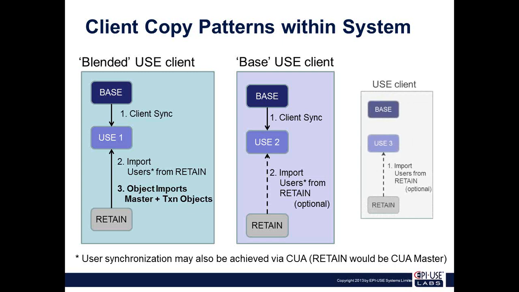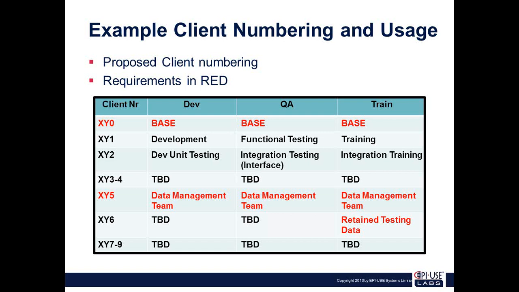Now that being said, you need to have a consistent numbering scheme for your clients, and maybe you might need to do some changes. So different clients have different numbers across the different landscape components, and they typically have some different purposes depending on the type of system. So in dev, the idea is to have a base client. Your XY1 might be your development, your XY2 might be development unit testing, 3 and 4 to be defined. 5 could be for the data management team, so playing around with the base data, copying it into 5, scrambling it, validating it, and then moving it into the dev unit testing, for example. Okay, 6 is TBD, 7 through 9 is TBD. That's in the dev stack.